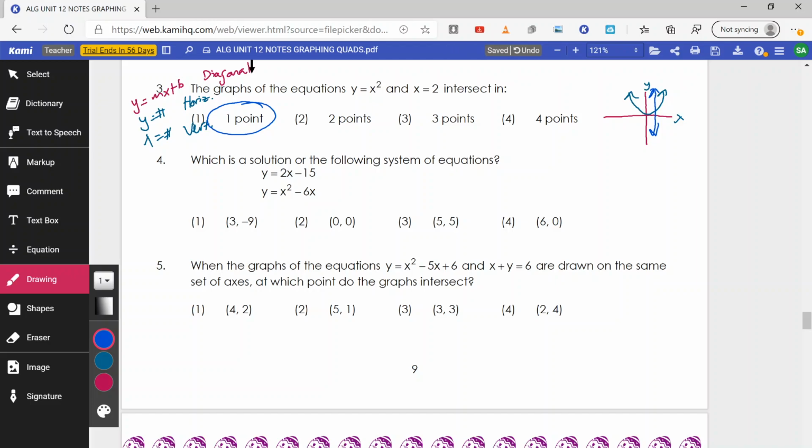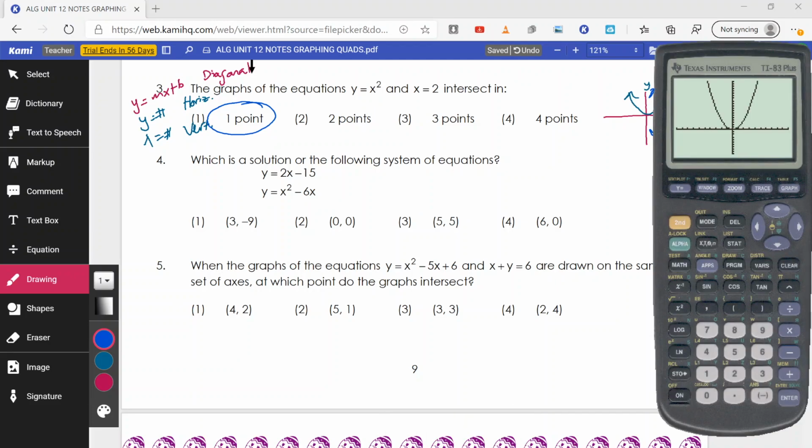Sweet. Now, number 4, again, multiple choice. What's the solution to the following system of equations? As long as they're y equals, I can plug them in. So y equals 2x minus 15 and y equals x squared minus 6x. So we go to y equals. Our first equation is y equals 2x minus 15. And our second equation is y equals x squared minus 6x.